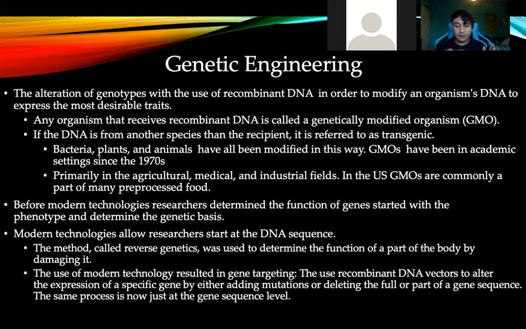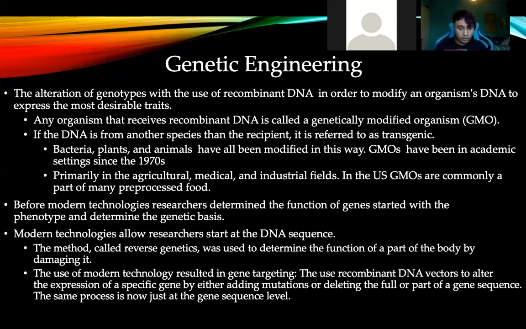GMOs have been in academic settings since as early as the 1970s, primarily in the agricultural, medical, and industrial fields. GMOs are used in a lot of pre-processed foods. Before modern technologies, researchers determined the function of genes based on the phenotype and then used that to determine what the genotype was, or the genetic basis. Modern technologies, however, allow researchers to start at the DNA sequence level.